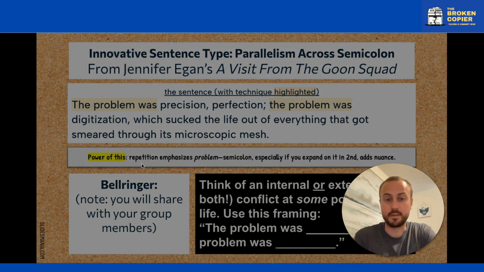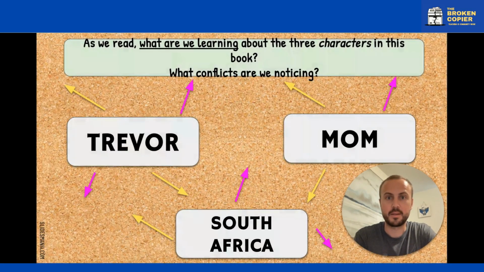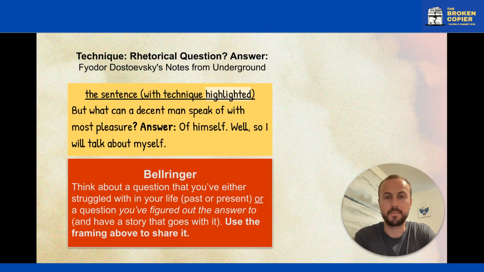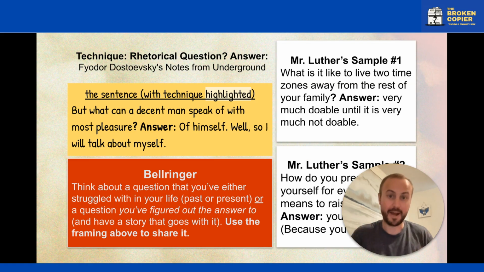And another one, a later lesson, looked like this. Whoops, let me go to another, my bad. One second. There we go. So another one was this one. This is from Dostoevsky. Again, students using Ulysses and Notes from Underground as exemplars is a cool thing. "But what can a decent man speak of with most pleasure? Answer: of himself. Well, so I will talk about myself." So I gave them two different examples from my own life. And then they did this as their bell ringer. And again, shared with groups so they could see other moves.